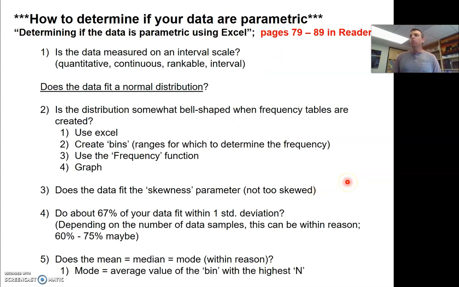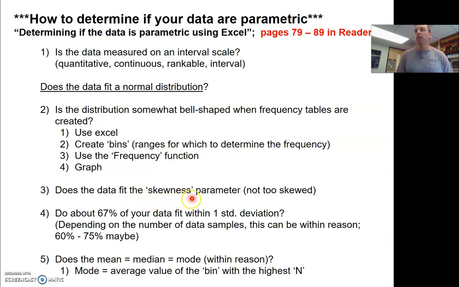So basically, what I'm about to take you through in the rest of this week's unit is how to figure out if the data is parametric. We already know how to determine if it's interval or not. Now I'm going to show you how to use Excel to determine if you have a bell-shaped curve. All right, I'm going to show you how to create bins. I'm going to show you how to create a frequency graph to see if that is near bell-shaped or not.